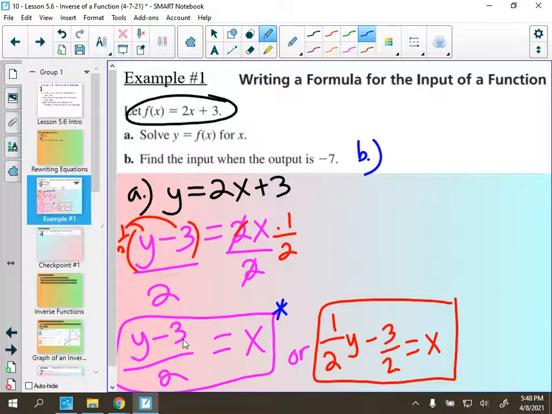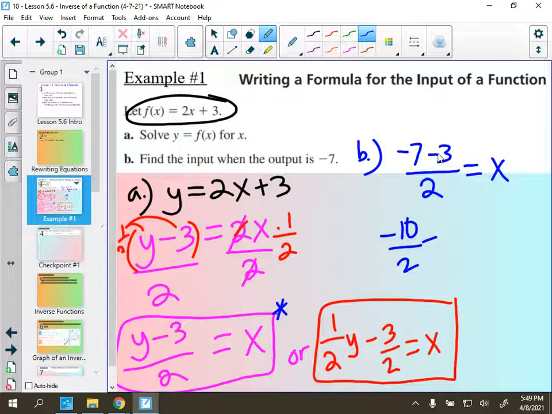It's hopefully as simple as taking this -7 and plugging it in essentially for where the outputs go. I know it's kind of weird to say we're going to input it where the outputs are, and we're going to calculate the input, but that's what we're doing. So I've taken the -7, I plugged it in for y, and what do we get? -10 over 2, which is -5, which is equal to x.